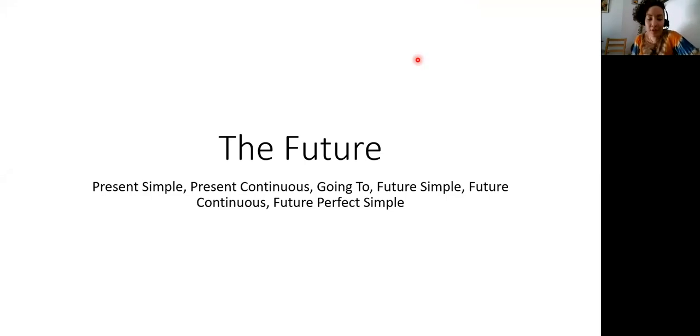Hi, good afternoon. Today we're going to be talking about the future, okay? There are many ways to talk about the future in English. We can use present simple, present continuous, going to, future simple, future continuous, or future perfect simple, okay? Let's look at all of them now.